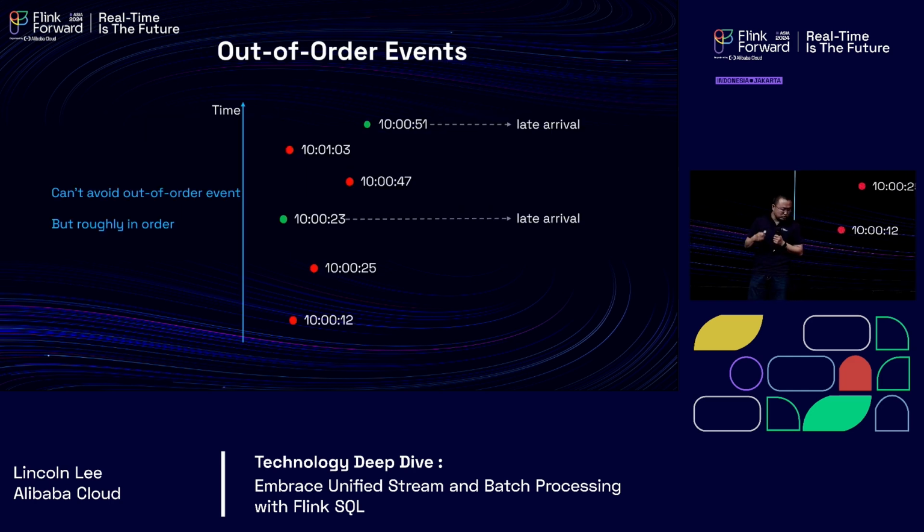Yeah, in the streaming world, we can see two facts. The first is we cannot avoid out-of-order events. In the picture, we can see the red event is strictly ordered, and the two green events are something late. Let's say they are late events. So we can't avoid out-of-order events. Then how can we deal with such things?